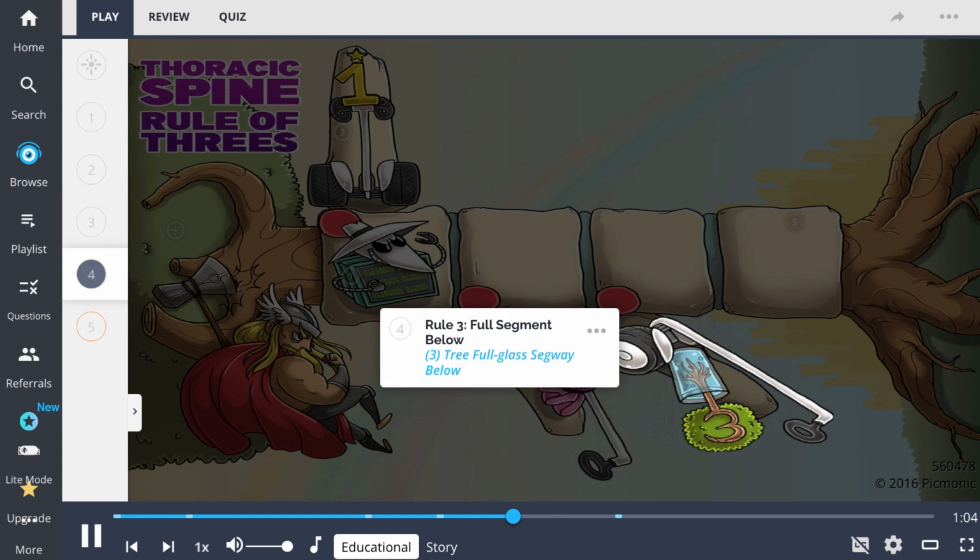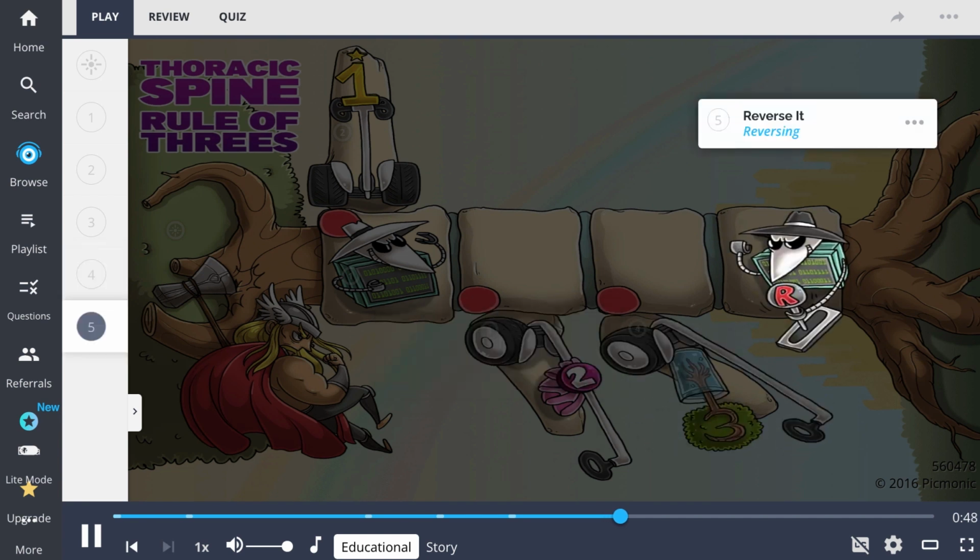The third rule, shown by the 3 tree full glass segue below, states that the SPs for T7 through T9 are located 1 full segment below the corresponding TPs. Remember that T10 through T12 starts decreasing in slope back towards the horizontal plane. For these segments, we reverse the rules, represented by the spine nose processor reversing.